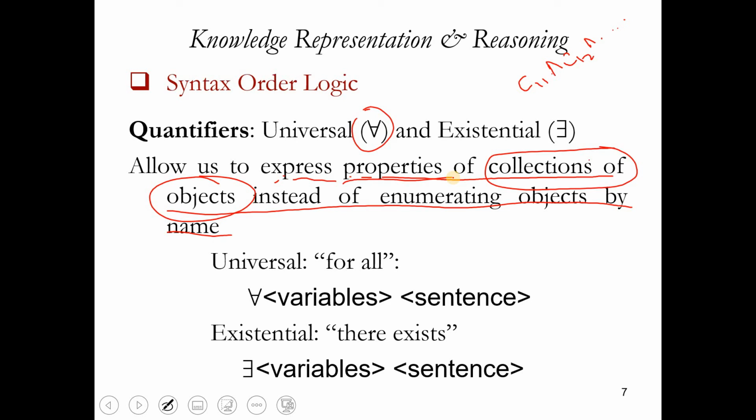So how is it done? It's very easy. You use a universal symbol followed by the variable that is used in the sentence. Okay. So I say universal x, and then I will write my sentence where x is used. So for example, for all C, where C are the cells, I will say that C implies no pit.